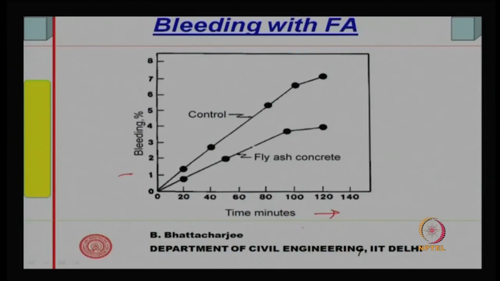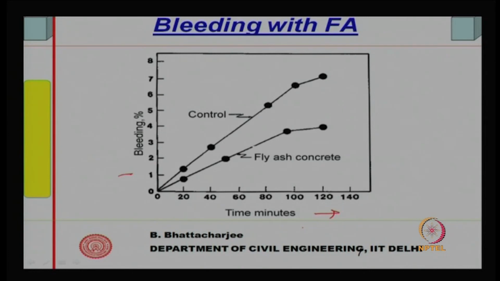So, they can retain the water more, and the tendency of water coming up becomes less. So, bleeding actually reduces when you add this material, that is, mineral admixtures like fly ash. The same is the case with silica fume, they will have a tendency to reduce the bleeding. Now, you can see in this diagram bleeding percentage as a function of time.